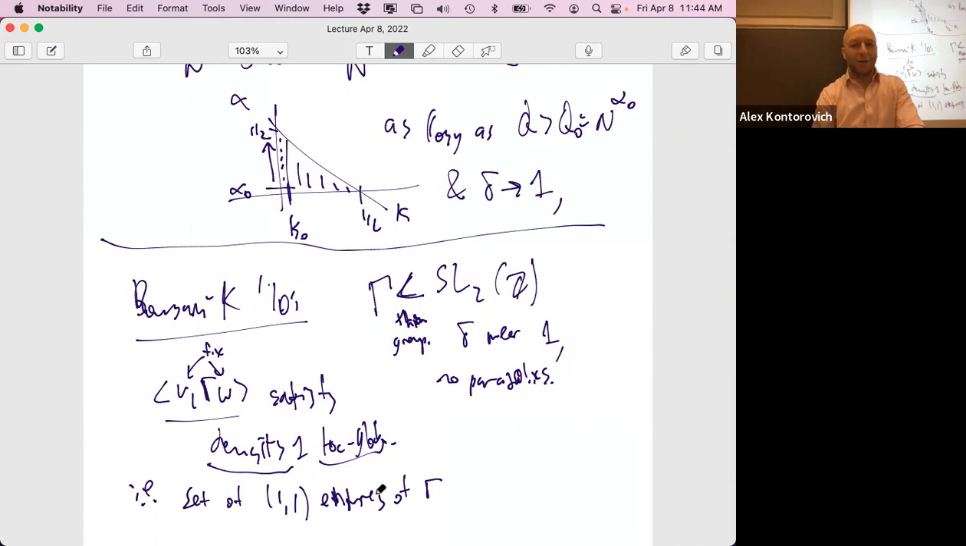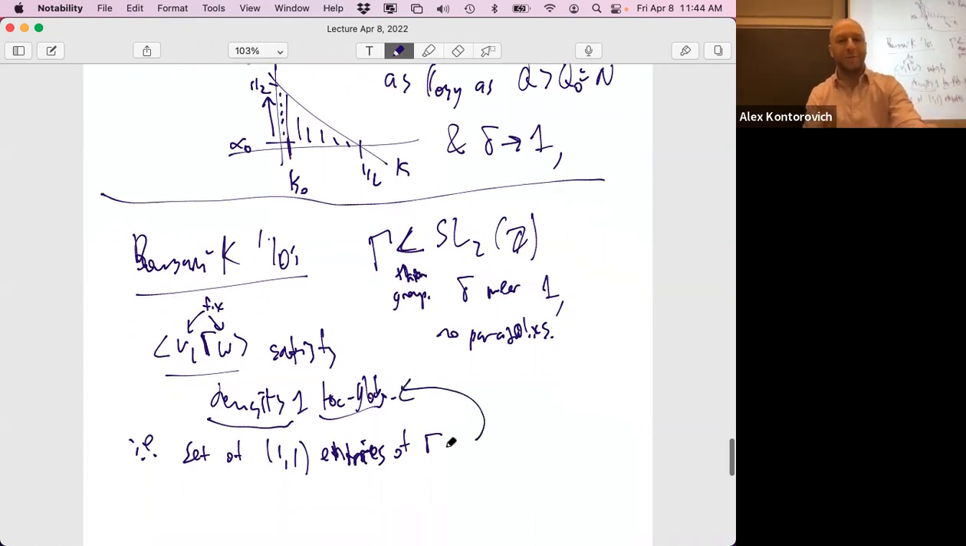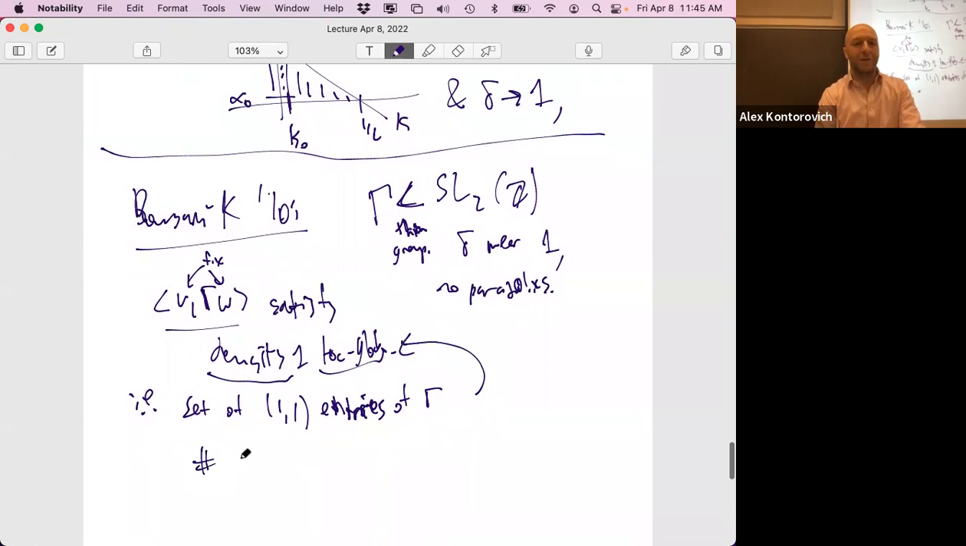The set of 1 entries of gamma satisfies this density one local-global principle. In other words, the number of such up to n divided by the number of admissibles up to n goes to 1, exactly.